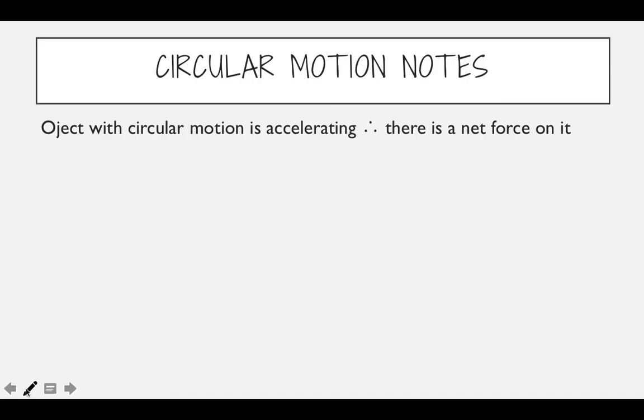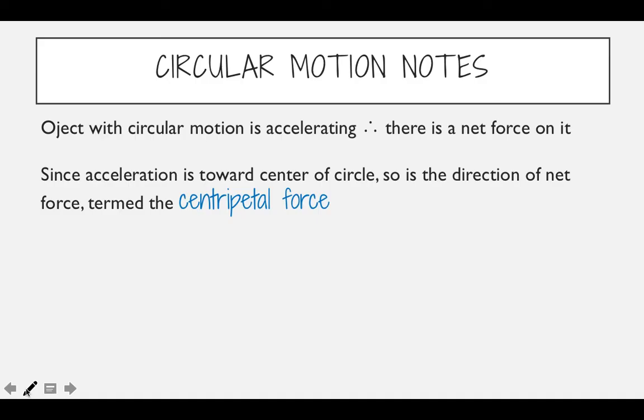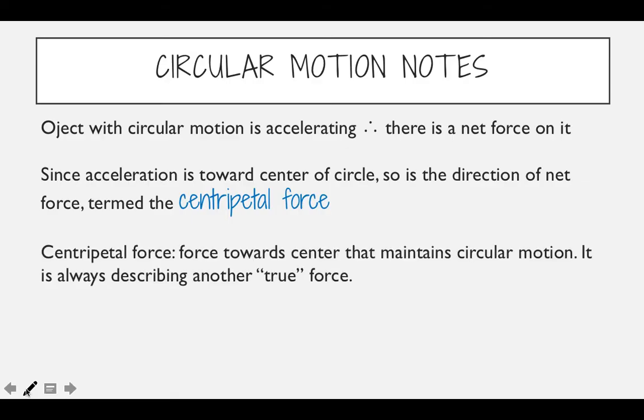So the object with circular motion is accelerating. Therefore there must be a net force on it. Since acceleration is towards the center of the circle, so is the direction of the net force, which we call centripetal force. Centripetal force is the force towards the center that maintains the circular motion. It is always described by another true force. So we can't just say, oh, it's due to the centripetal force. There's always a cause, so forces that we've gone over. For example, when we were talking about the Skip It, it was tension.